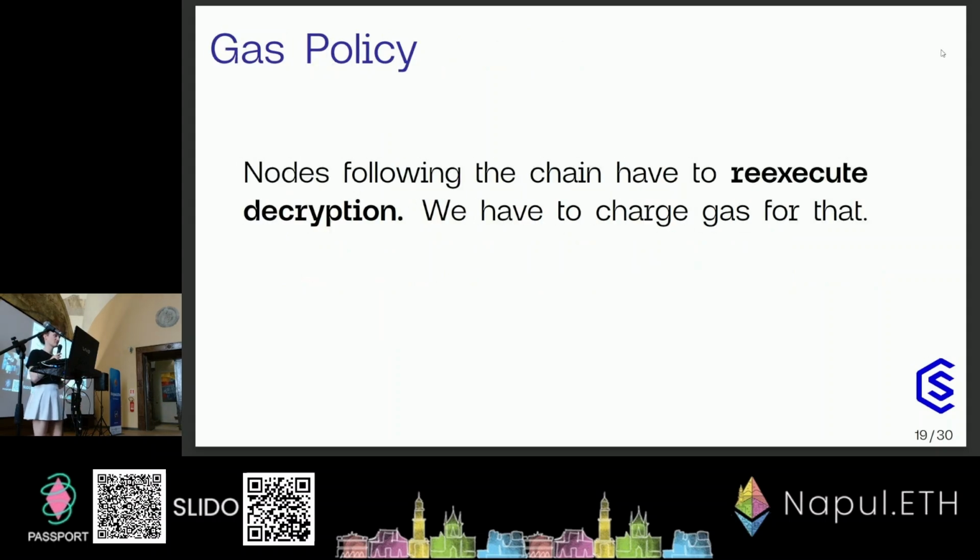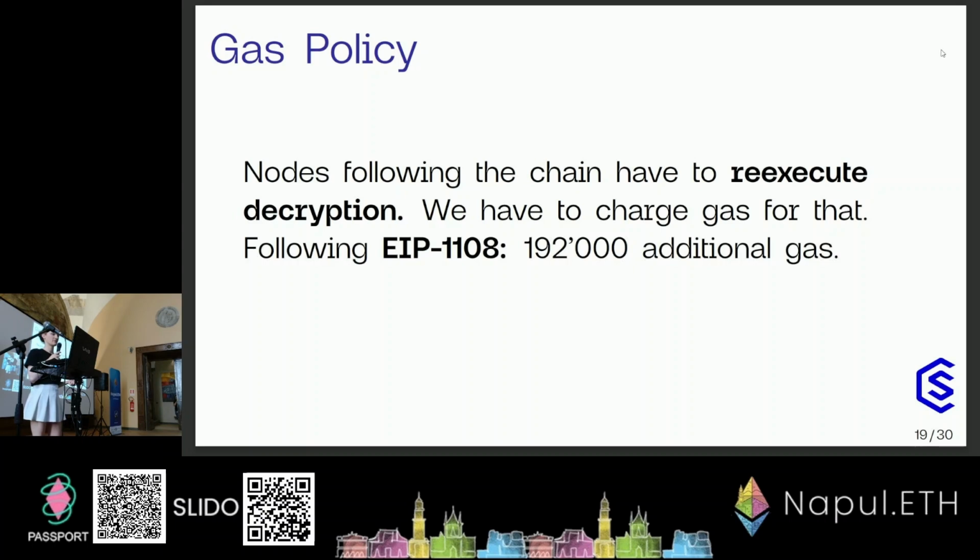Now the question when you do these types of modification is, what about the gas? You know, if you make nodes that follow the blockchain do computation, you have to be charged for that computation. So luckily, the biggest point in our encryption scheme is elliptic curve pairings, and we can align with the policy of EIP 1108, which in the end means that every transaction has an extra 192,000 additional gas for the encryption process. Now, is this a lot?